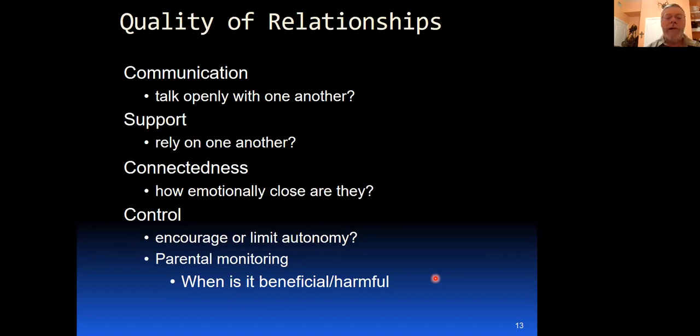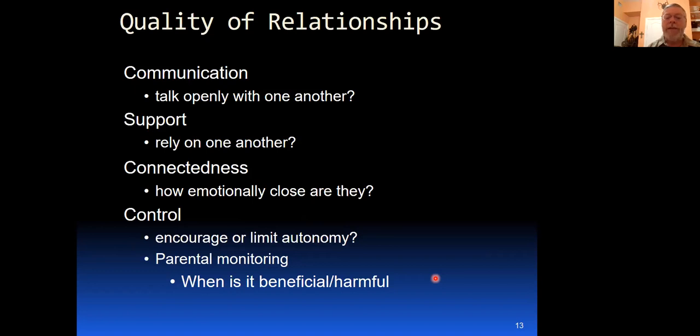Also, there are situations where parental monitoring can be harmful. And one example might be the adolescent who has shown reasonably good decision-making abilities, and yet the parent is heavily monitoring their activity. So the parent that calls every 15 minutes to ask where they are, who's there, and what they're doing when the adolescent is out just doing normal things, that may be problematic.